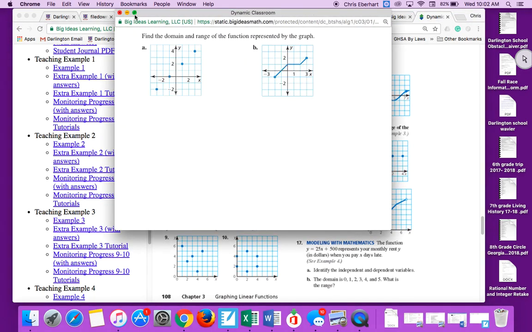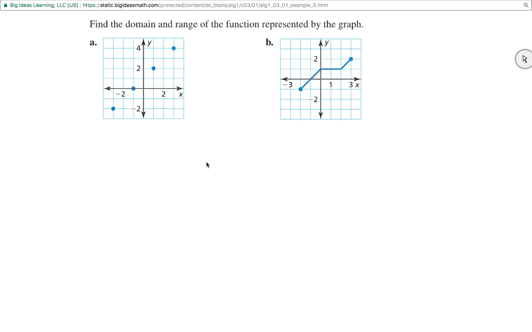All right. Another one, find the domain and range. When we talk about domain and range, domain is all the x values. So when you look at this here, the domain is going to be all the x's. So what is this x value here? Well, it's x equals negative 3. This is x equals negative 1, x equals 1, and x equals 3. So that's your actual domain. Okay.